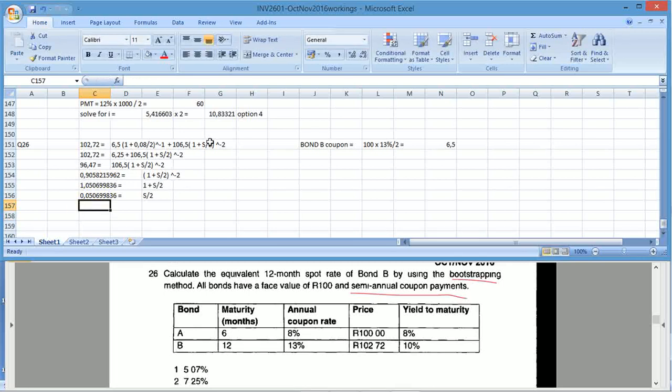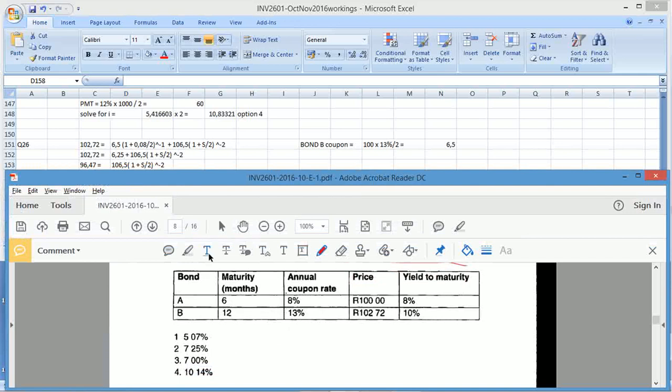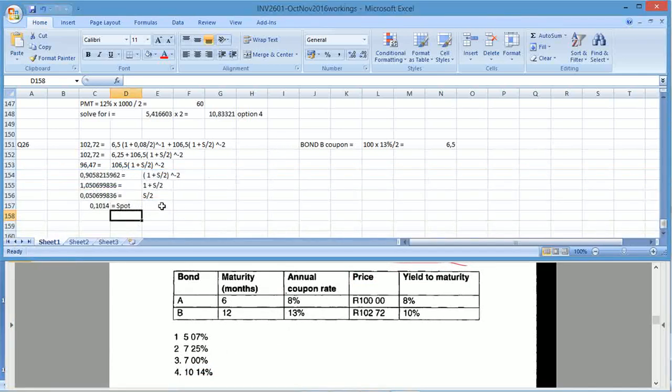Oh, that didn't work. Let's do it this way then. Times 2, equals S. So the current 12-month spot rate on bond B would be 10.14%, which is option 4. Yeah, there it is.